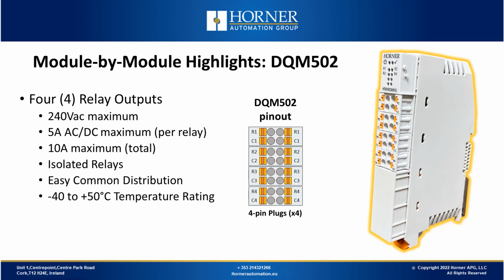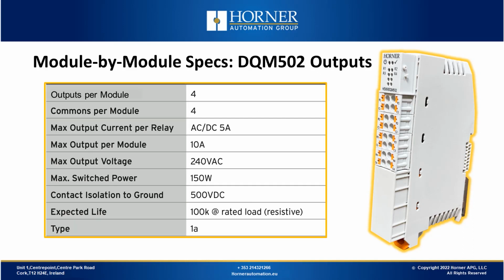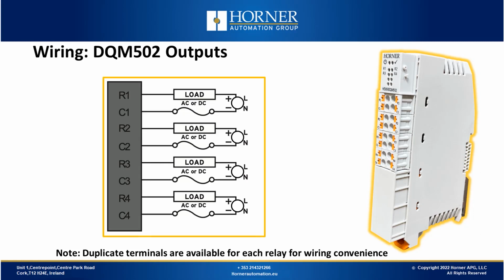Also, something to note is that because of the extra current running through this module, it only has a 50C max rating. So that is a small difference between this module and all the rest of the modules in the line. The only real differences in specification are the higher current values on the relays. They're still the same expected life and the same isolation to ground. And it's also the same wiring diagram, although the loads can be a little bit larger.